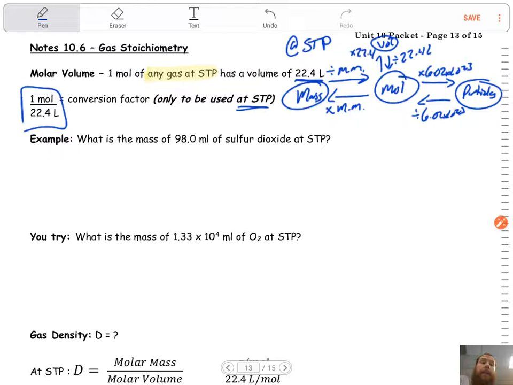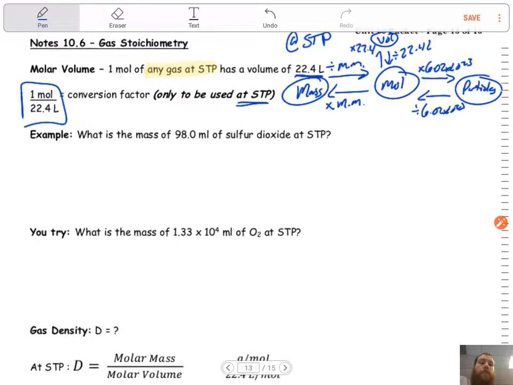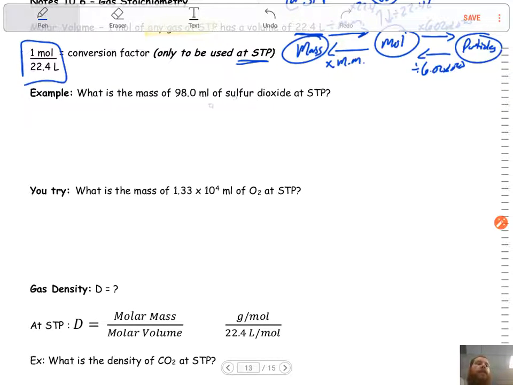So look in your problems: do I have STP? Because if I do, I might be able to use this. Maybe I can't. So let's jump into an example. Sulfur dioxide at STP. Right away, we know STP, so we can use 22.4 liters if we're dealing with volume, which we are.